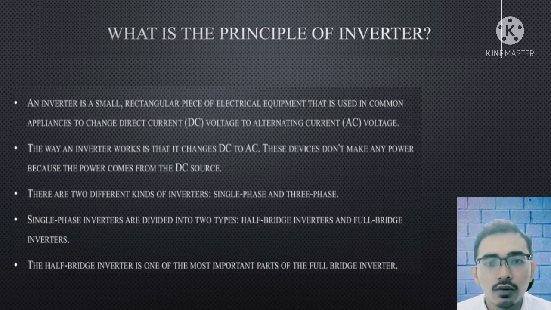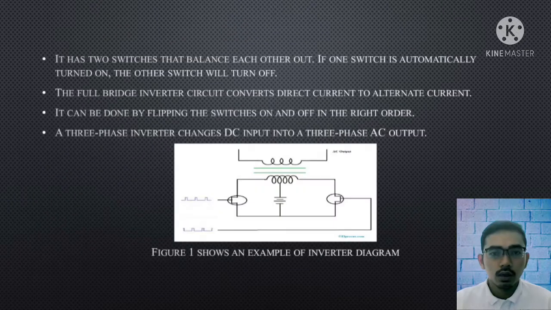Okay, there are two different kinds of inverter. The first one is the single phase and the second one is the three phase. Single phase inverters are divided into two types, which is half bridge inverters and full bridge inverters. The half bridge inverter is one of the most important parts of the full bridge inverter. It has two switches that balance each other out. If one switch is automatically turned on, the other switch will automatically turn off.